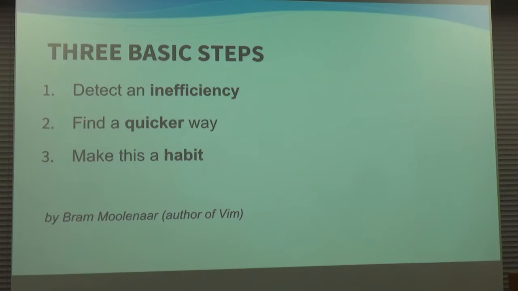So these are three basic steps proposed by Bram, who is the author of Vim, one of these source code editors. He says that first you need to detect your inefficiency. You need to pinpoint what you can do better, and then simply make it better, and you find a way to do it quicker. And again, you don't learn this during the course of one day, but you need to make this a habit and continuously improve your workflow. So I think many of you actually recognize these steps as basic program optimization. This is very general, but it helps to explain the following topics I'm going to discuss.